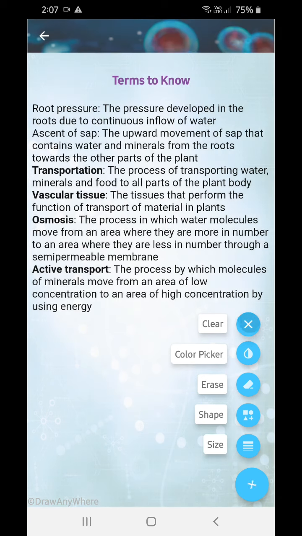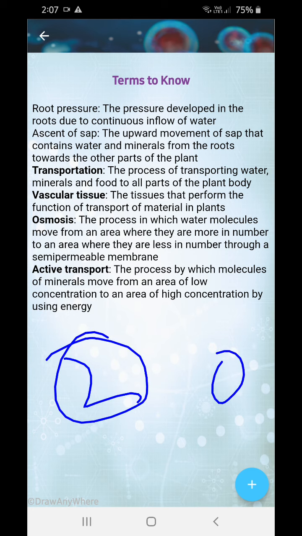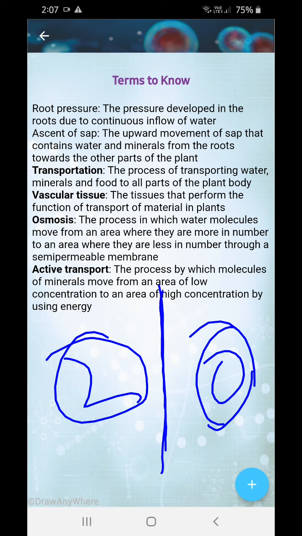Now, I want to make clear one thing. Suppose you have two molecules of H2O over here and zero molecules of H2O over here. Now in case of osmosis, you will have a semi-permeable membrane. Now what is the semi-permeable membrane? A membrane which allows only certain substances to pass through it, but not all. Only a few, a certain substances, okay?